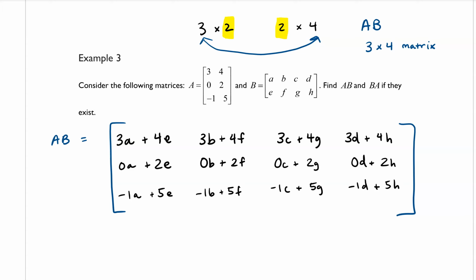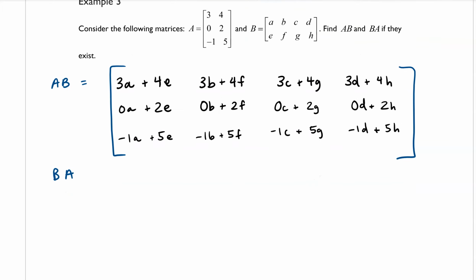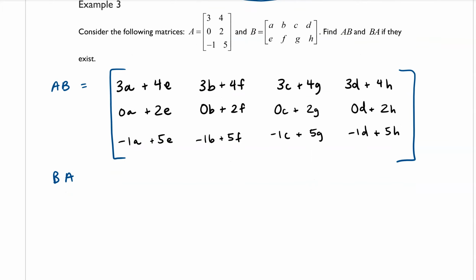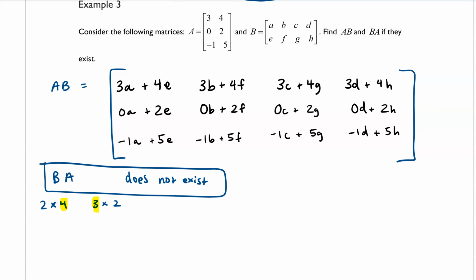The second part of the question asks us to find B times A if it exists. So let's write out: B is a 2 by 4 matrix, and A is a 3 by 2 matrix. So notice that the inner parts do not match. Since 4 and 3 are not the same number, we cannot multiply them together that way. So B times A does not exist. So that would be our answer for that part there.